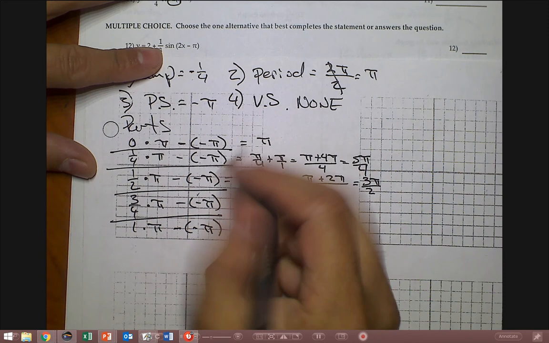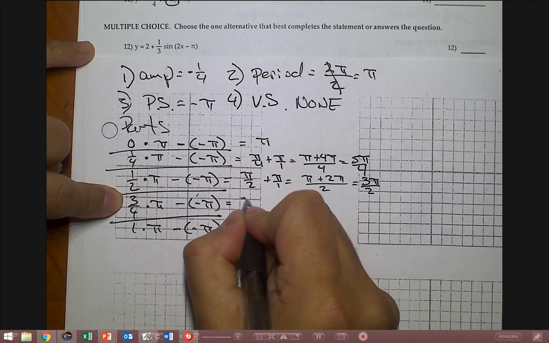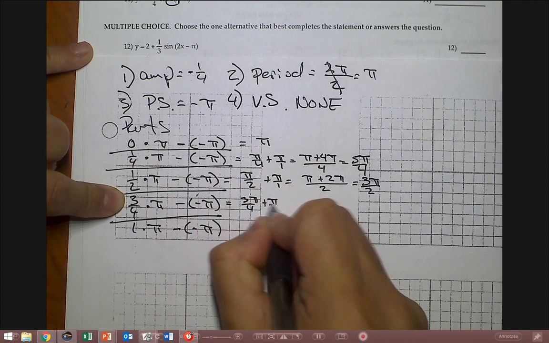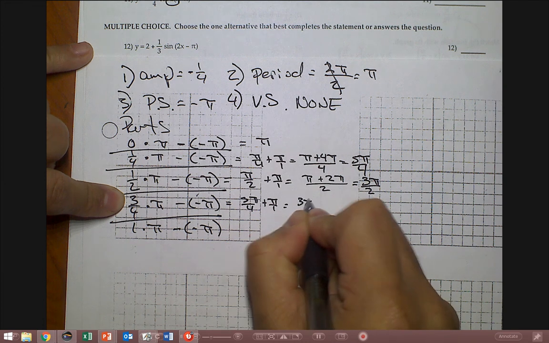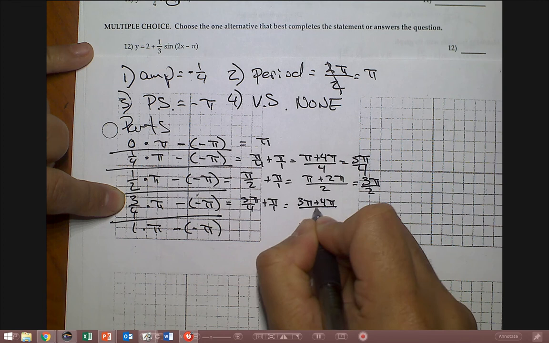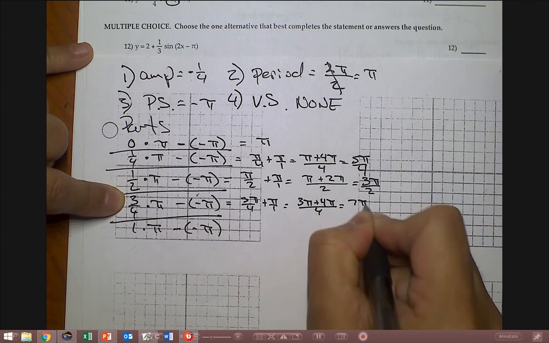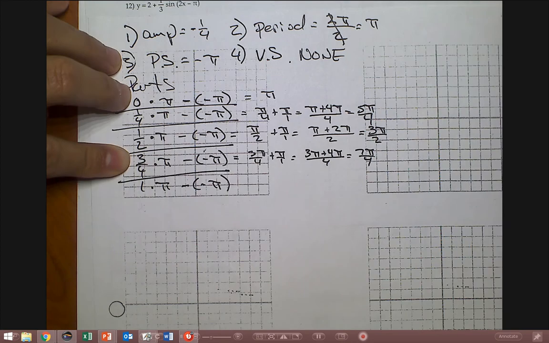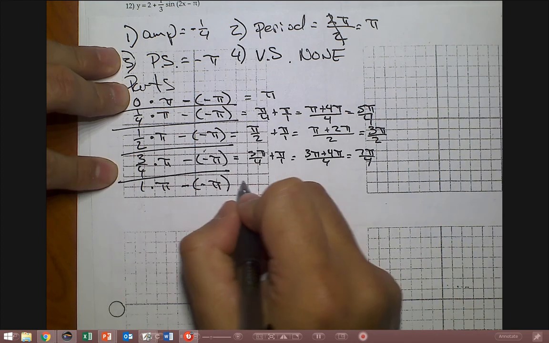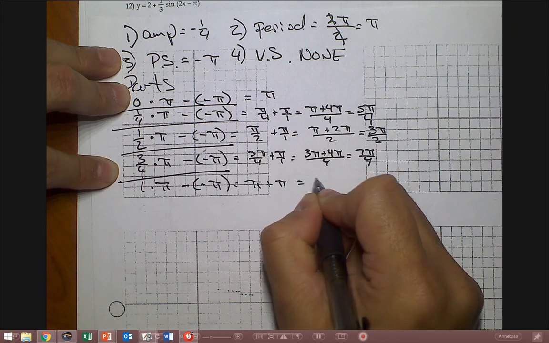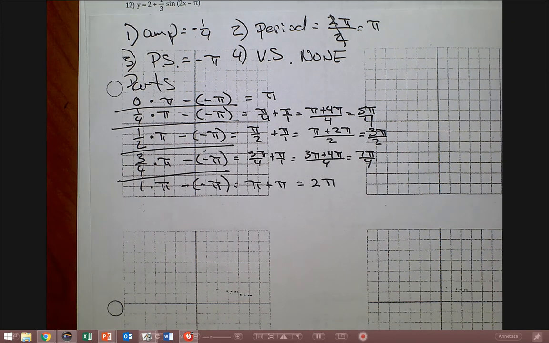So I'm right here. 3 pi over 4 plus pi over 1, which is 3 pi plus 4 pi over 4, 7 pi over 4. Next one, so it's going to be pi plus pi, which gives me 2 pi. So here's everything over one period.